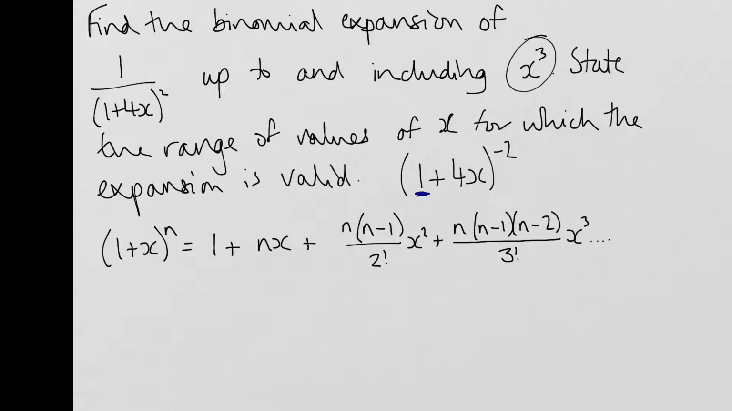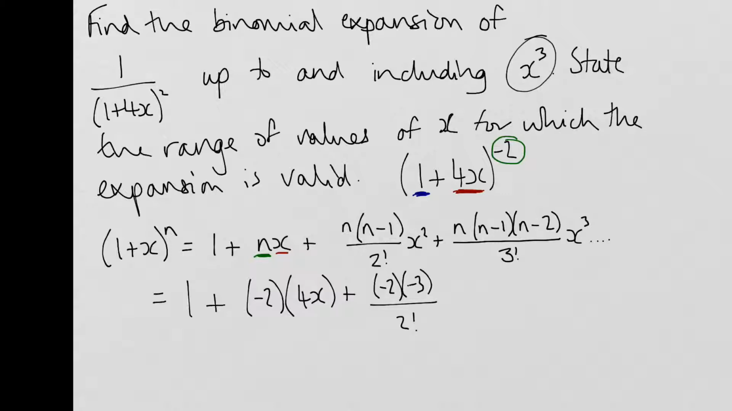So we know that 1 is obviously the one from the start, that's fine, we've got no problem there. Our value for x, in this case, is going to be 4x, and the power that we have for n is minus 2. So just a case of putting those values into your formula. So 1 plus minus 2, 4x, plus minus 2 times minus 3, all over 2 factorial. 4x goes inside brackets, that whole thing gets squared. And then finally, minus 2 times minus 3, the next one would then be minus 4, all over 3 factorial, and then that would be 4x all cubed.